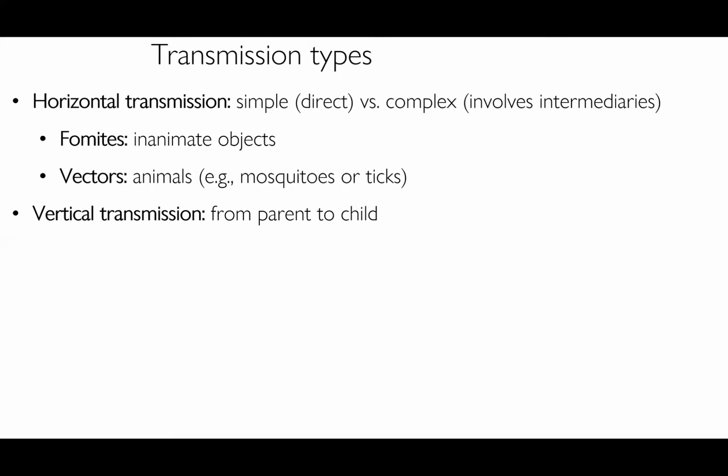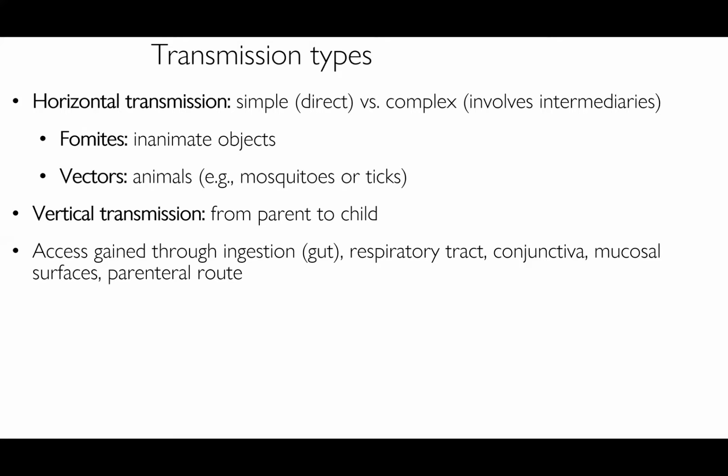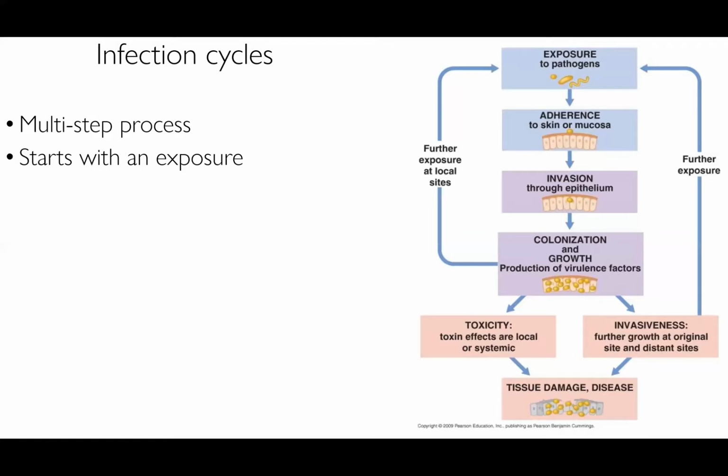And these, the access is typically gained either through the gut, the respiratory tract, and typically your mucosal membranes in some way, shape, or form. But infections do have multiple cycles. The idea being you can be exposed to the pathogen, it adheres to your skin or your mucosa, it invades, and it colonizes and grows.